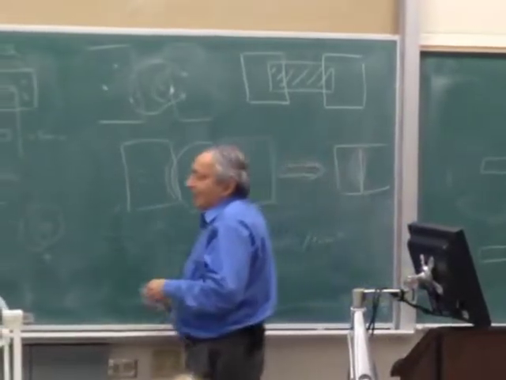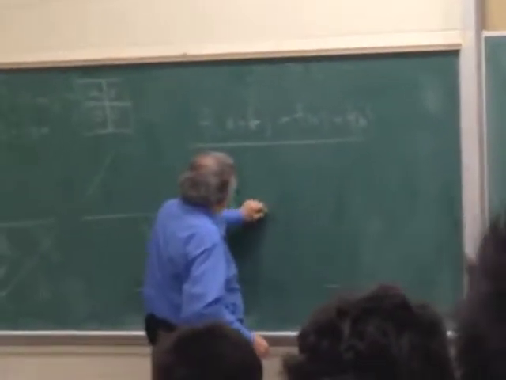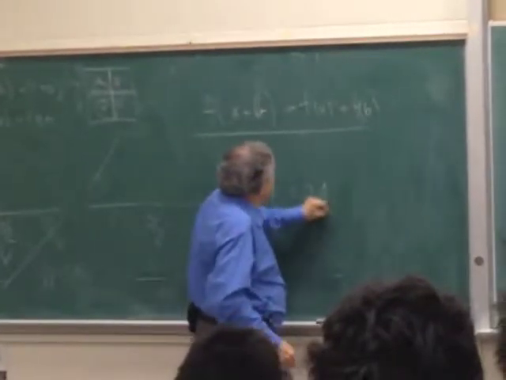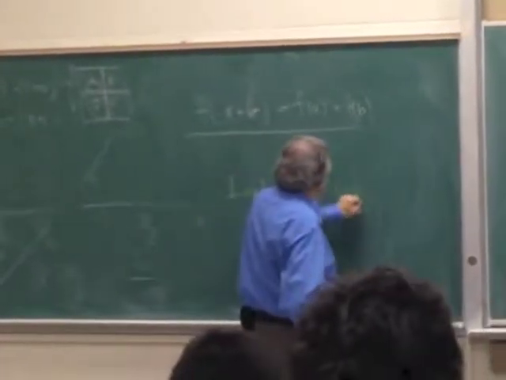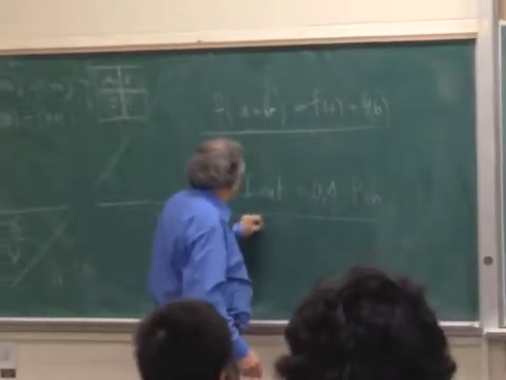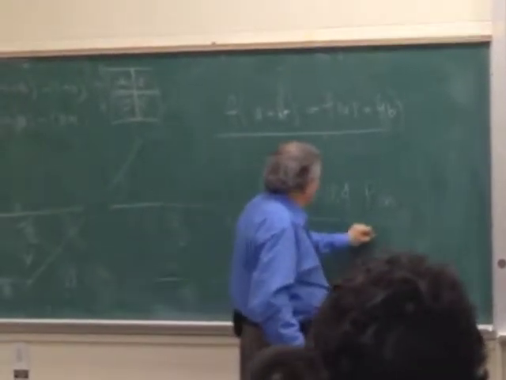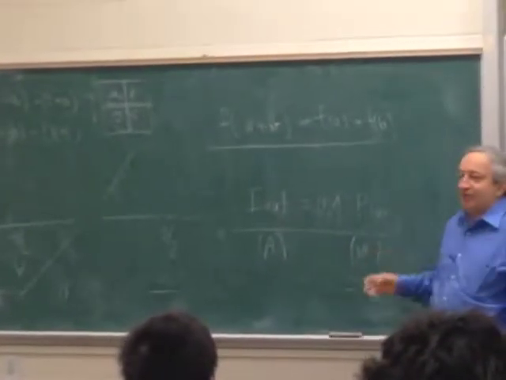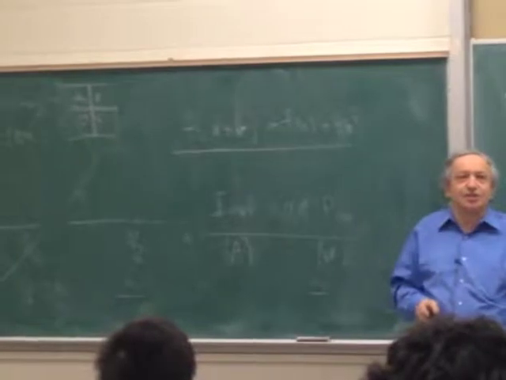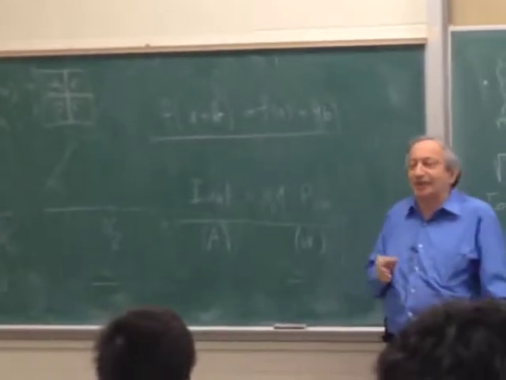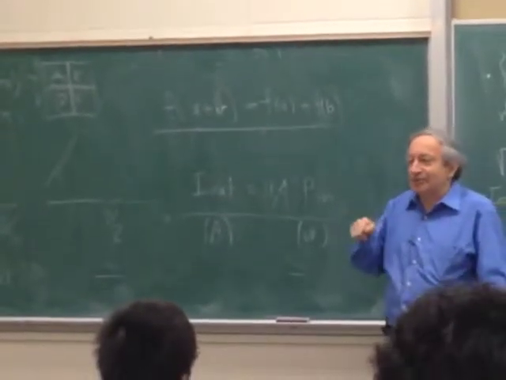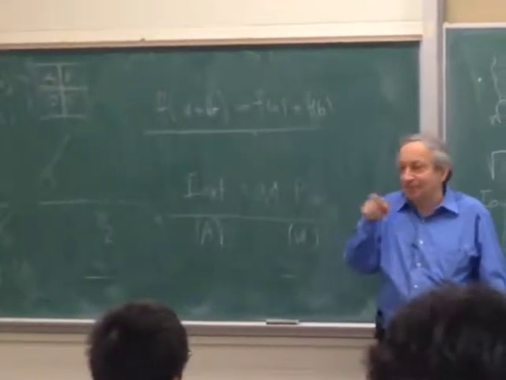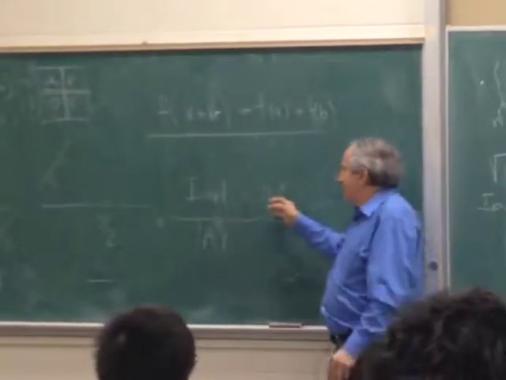But a good rule of thumb is to assume that I out equals 0.4 of P in. This is in amps, and this is in watts. So if you shine a watt of light, you get 0.4 amps. And if you look at the data sheets of sensors, it's always specified as amps per watt. When you talk about sensitivity, you say 0.4, 0.3 amps per watt. If you shine a milliwatt, you get 0.4 milliamp.